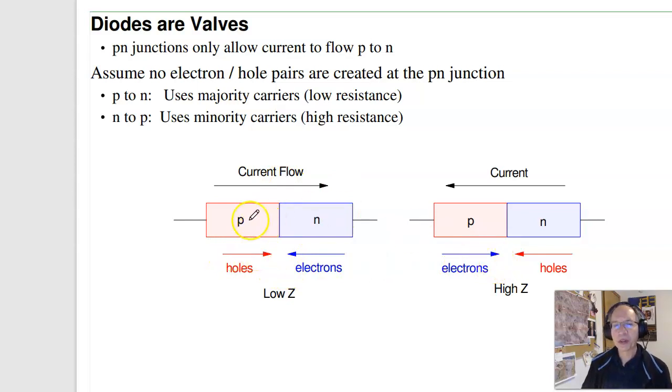If I have current flowing using holes in the p-type region, electrons in the n-type region, current is flowing left to right, and I'm using majority carriers. Because I'm using majority carriers, there's a large number of carriers, very low resistance. On the other hand, if I try to make current go backwards, I'm using minority carriers in the N region, minority carriers in the P region. Very few carriers means very high resistance. So basically, a diode is a variable resistor, low resistance forward, high resistance backwards.